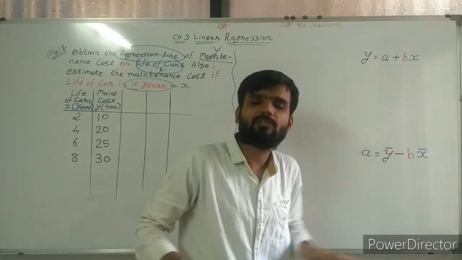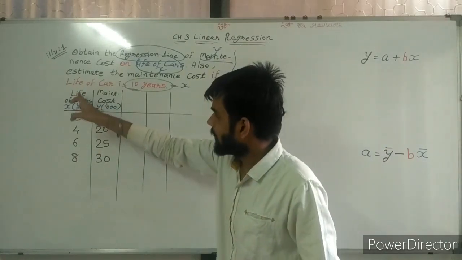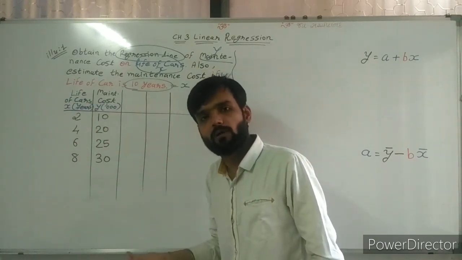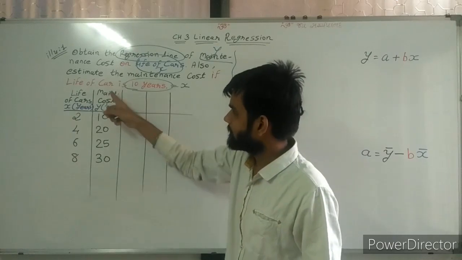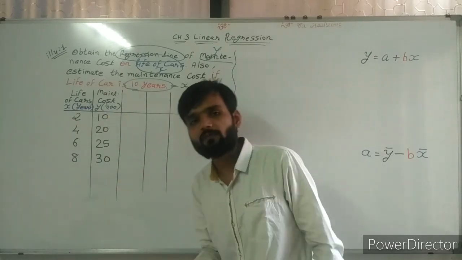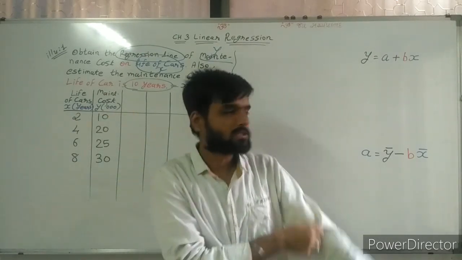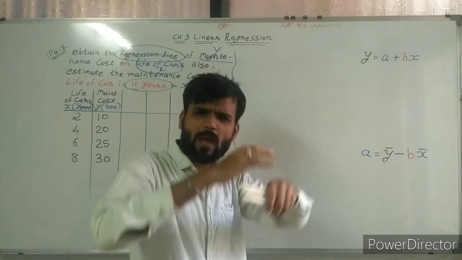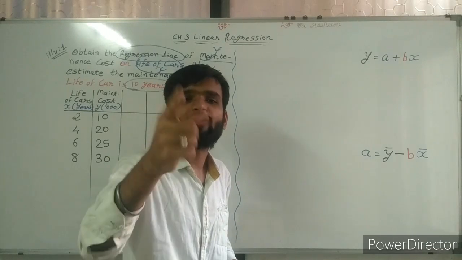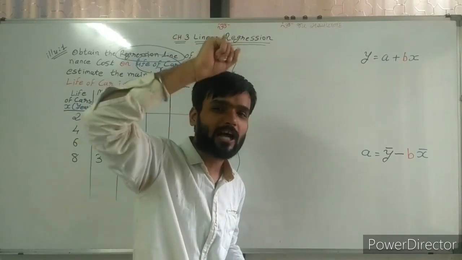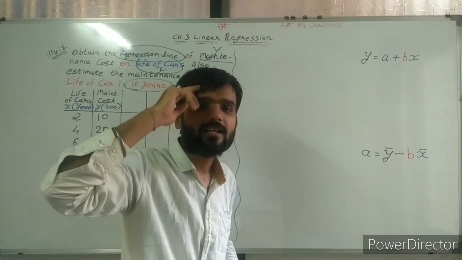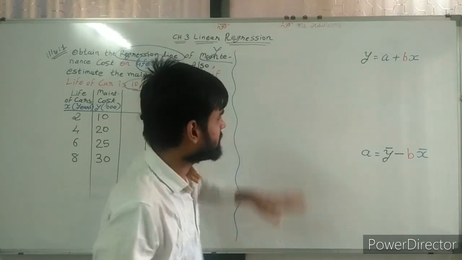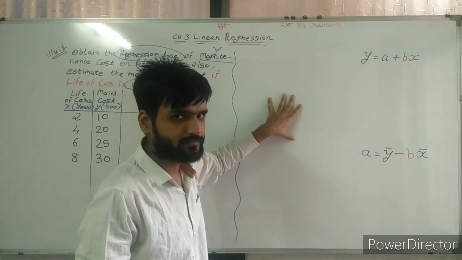Y bar, x bar are easy to find because we have assumed life of car is x. On that basis we can find the value of x bar. In the same way, here y, on that basis we can find y bar. But sir, how can we find b? Now for b, there are many formulas on the basis of correlation coefficient, Karl Pearson's formula. Remember it? From that I am writing one formula here.